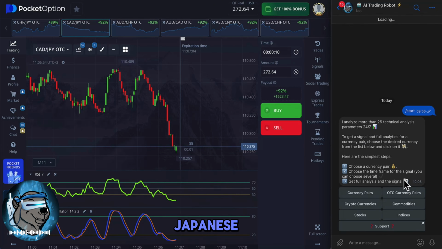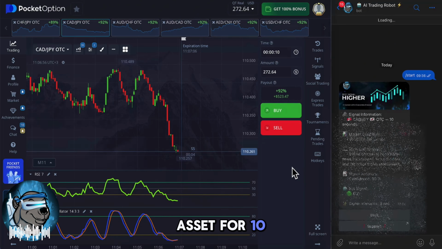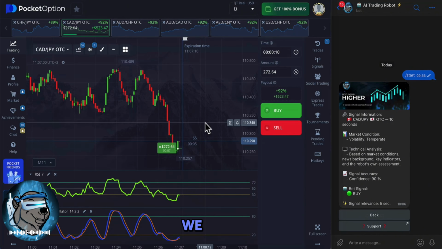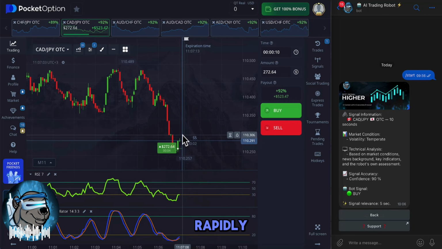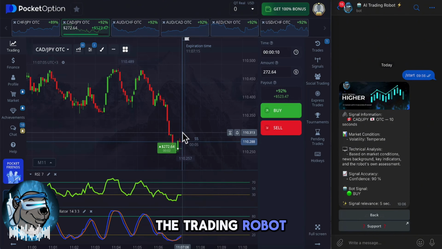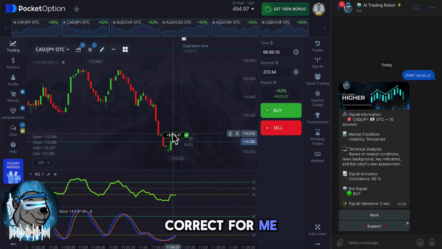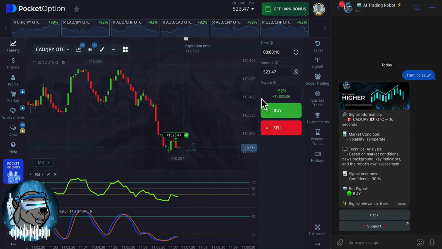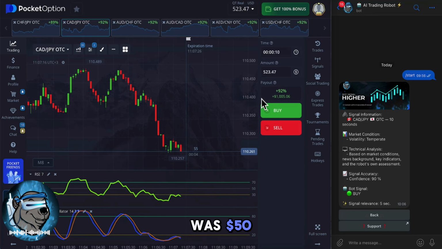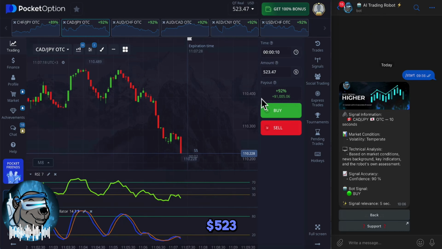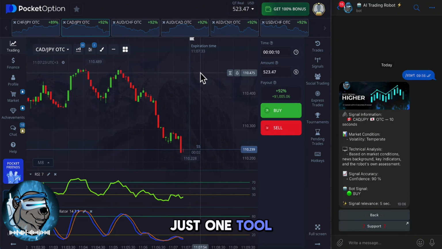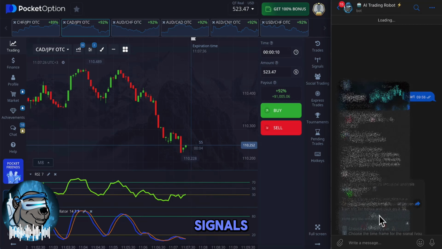Canadian dollar and Japanese yen. We open this asset for 10 seconds. Buy. Signal accuracy is 90%. We can see that the price is already rising rapidly. Accordingly, the trading robot signal was absolutely correct for me, and I have already earned $523.47. I want to remind you that just a few trades ago, my initial capital was $50 and now my capital is already $523. And all this is thanks to just one tool that helps me by providing its signals.